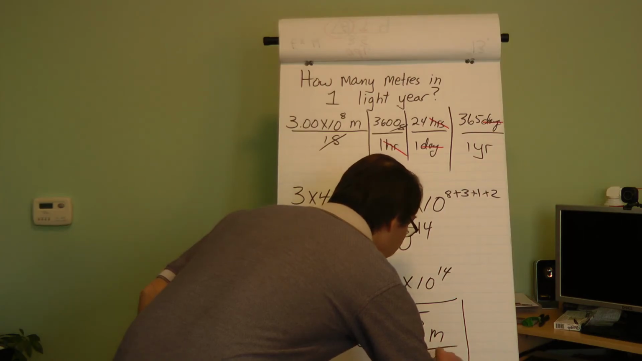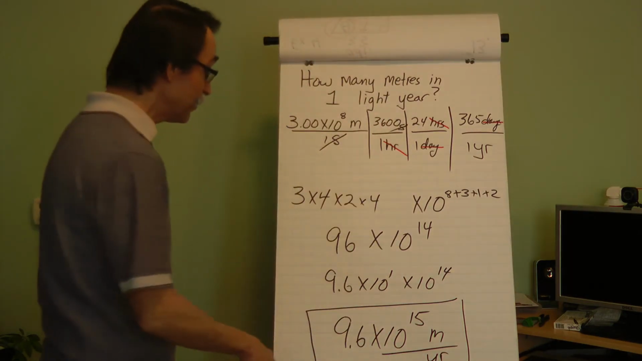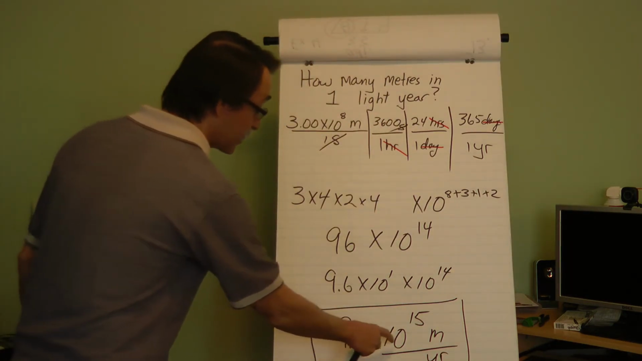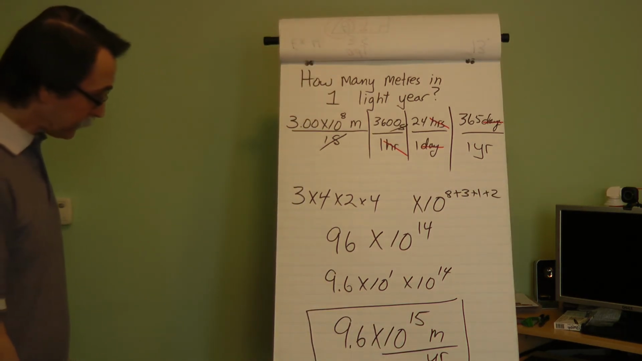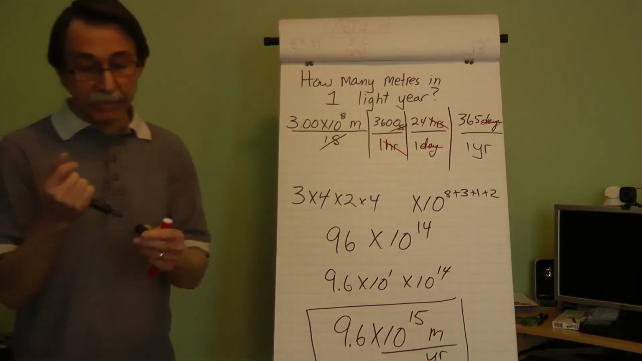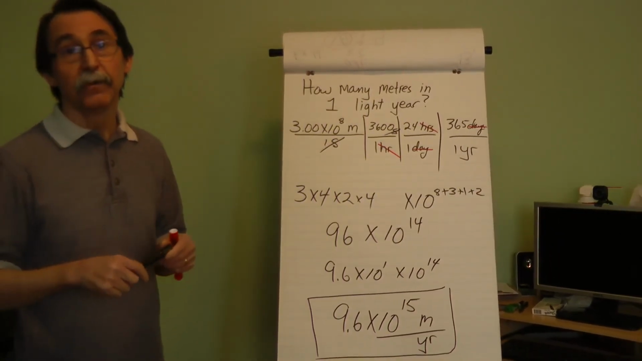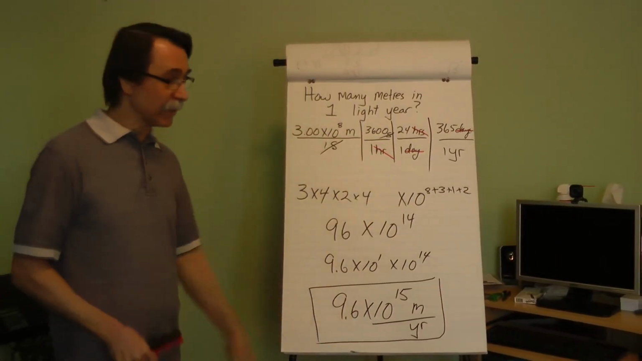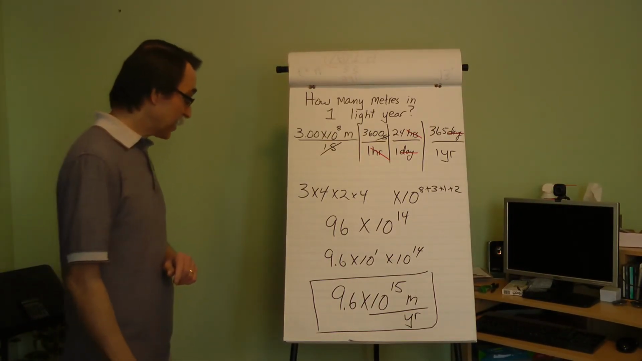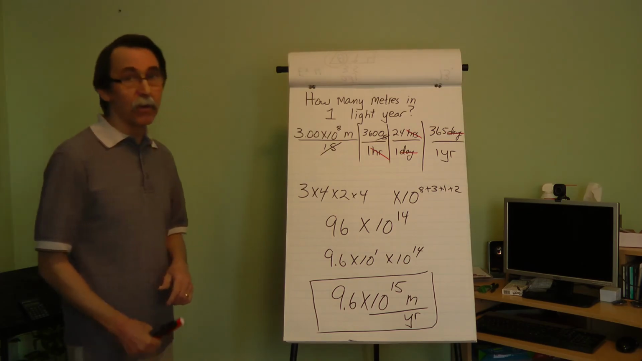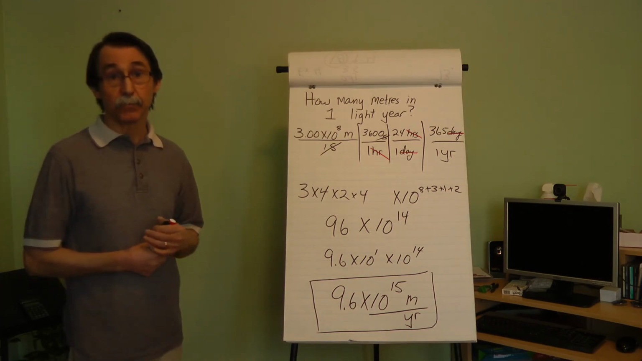Per year. And it wants to know how many in a year, so the answer would be 9.6 times 10 to the 15. And just for your information, the accepted value for a light year is actually 9.46 times 10 to the 15. So we are really close as far as percentage goes.